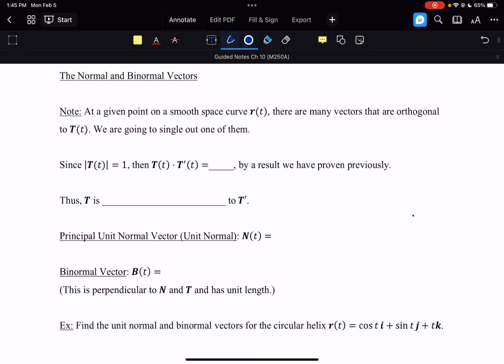So, right, we have the curve. So let me just draw off to the side over here. We have a curve, and we have a point on that curve.